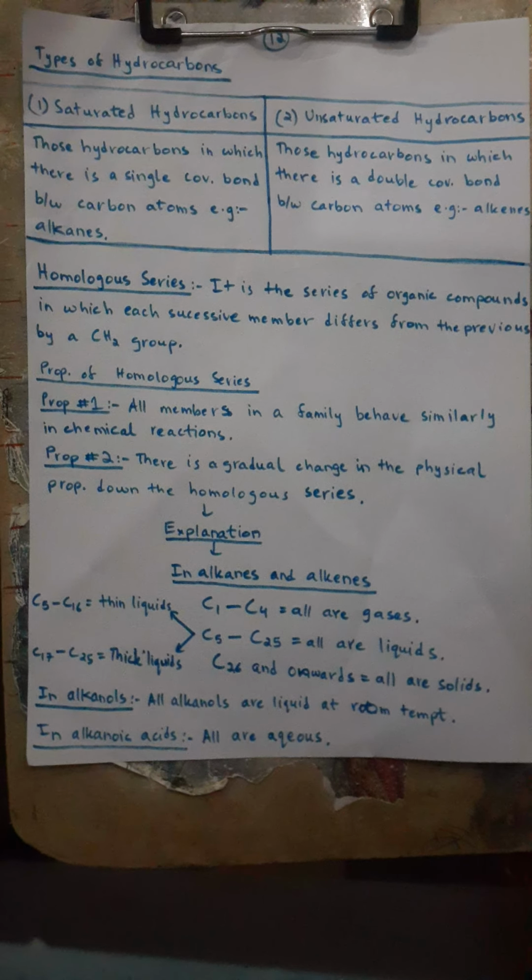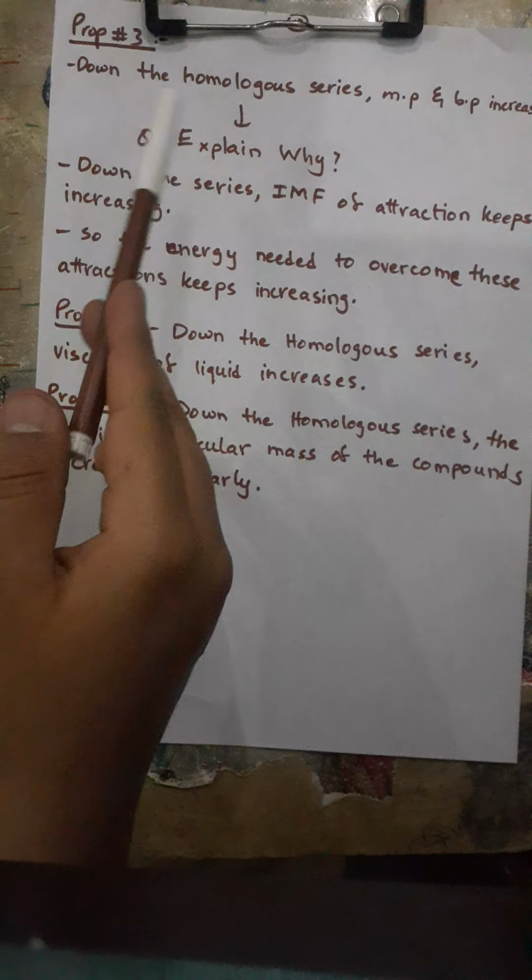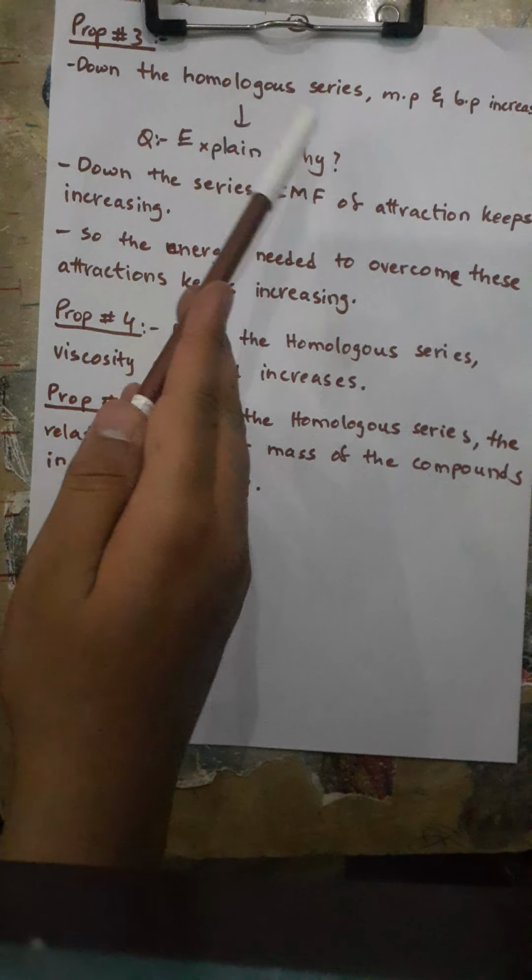So the state changes. In alkanols, what happens? All alkanols are liquid at room temperature. Alkanoic acids, all alkanoic acids are aqueous. Now, what is our property number 3? It is that down the homologous series, melting point and boiling point increase.